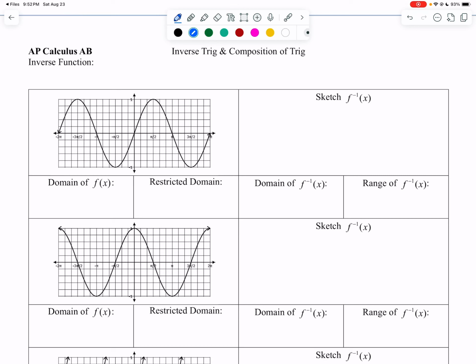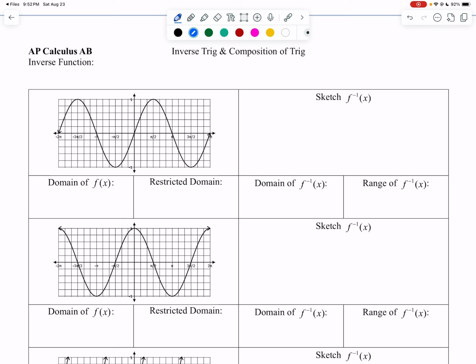Alrighty, in this video we are going to be talking about inverse trig and introduce a little bit of compositions of trig functions with inverse trig. Now, as a reminder, with an inverse function, your function needs to be one-to-one for inverse trig.